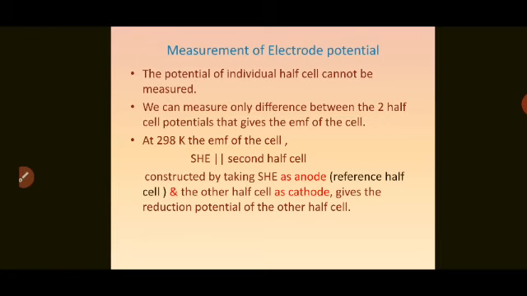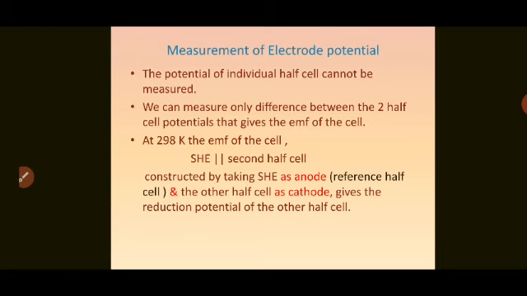So SHE is taken as anode, and the other half cell for which we have to determine the EMF should be connected as cathode, that is the second half cell. So this is how the cell is constructed, again by using the salt bridge.